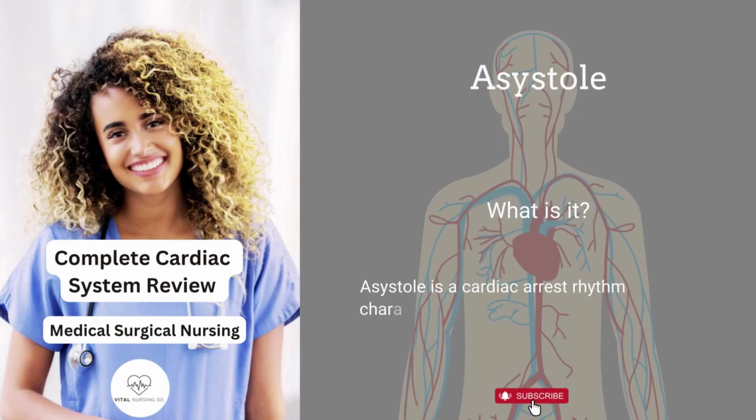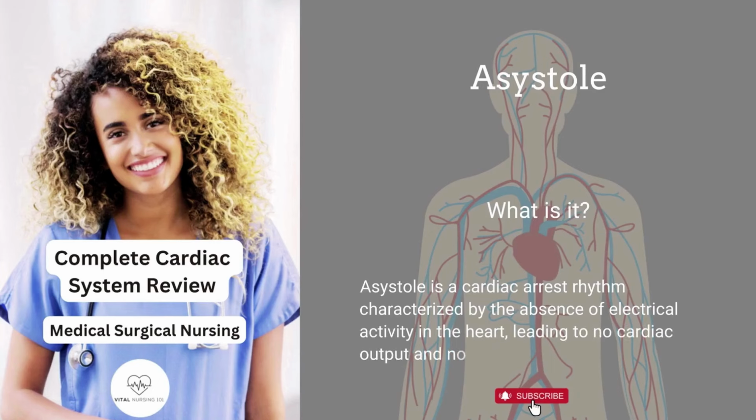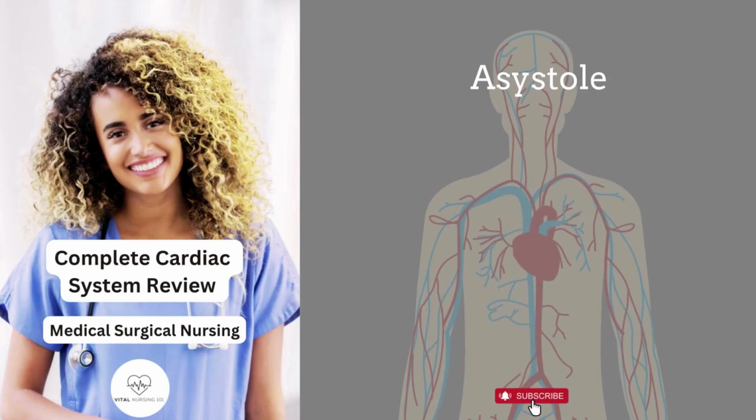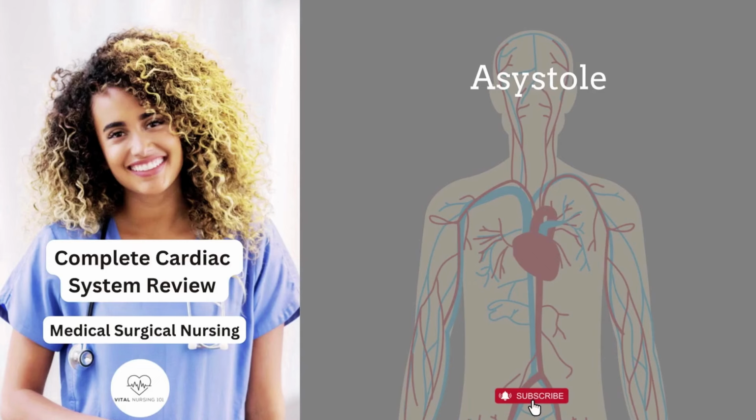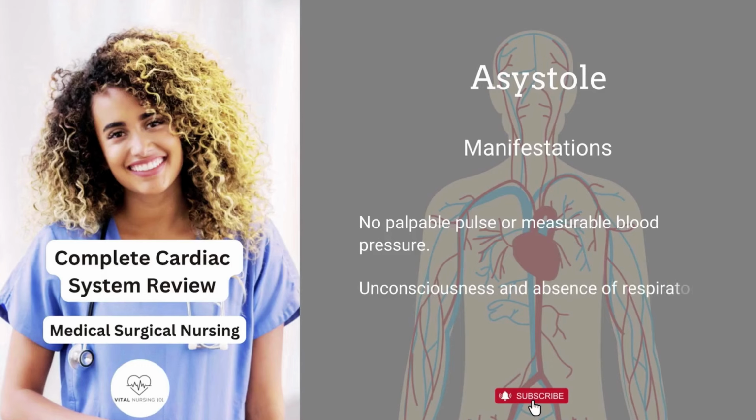Asystole. Asystole is a cardiac arrest rhythm characterized by the absence of electrical activity in the heart, leading to no cardiac output and no pulse. Contributing factors are the following: cardiac arrest from myocardial infarction, severe electrolyte imbalances or drug overdose, hypoxia, hypovolemia, acidosis, or trauma. Manifestations are the following: no palpable pulse or measurable blood pressure, unconsciousness and absence of respiratory effort, flatline on ECG.